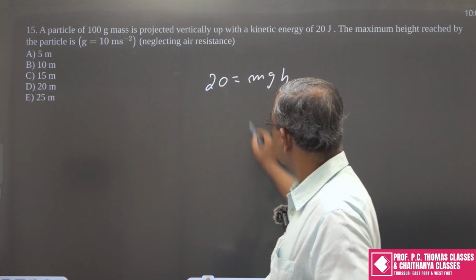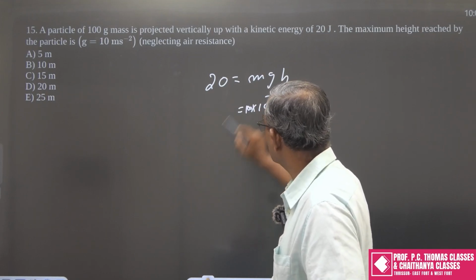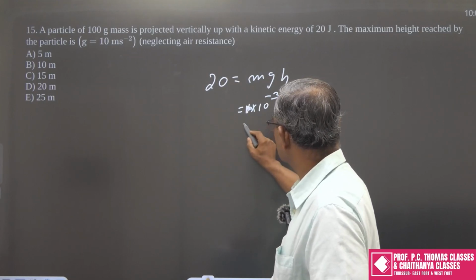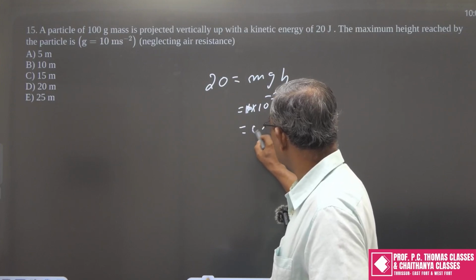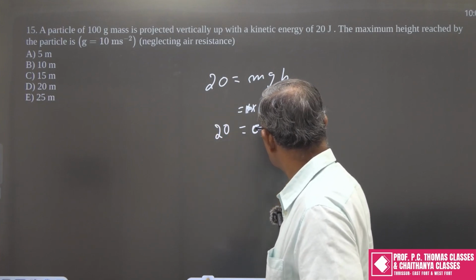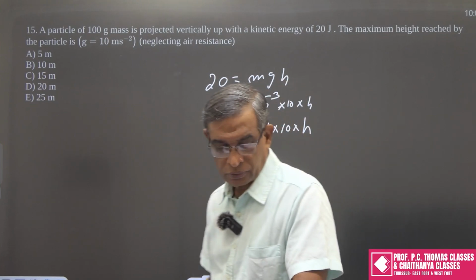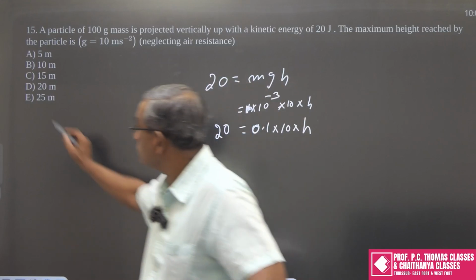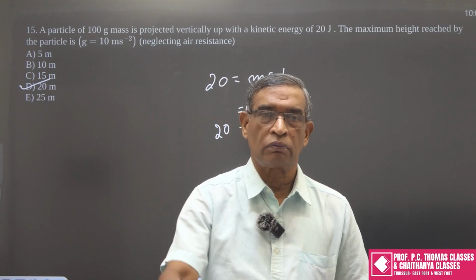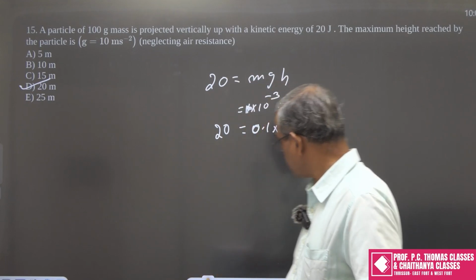The mass of the particle is 100 gram, so 1 into 10 raised to minus 3 kilogram, or 0.1 kilogram, into g 10, into h, equal to 20. 0.1 into 10 into h is equal to 20. From this h can be calculated. h is found to be 20 meters. The body will rise up to a height of 20 meters. Simply a conservative force field: kinetic energy becomes final potential energy. Equate and get the answer. It's okay. Next question.